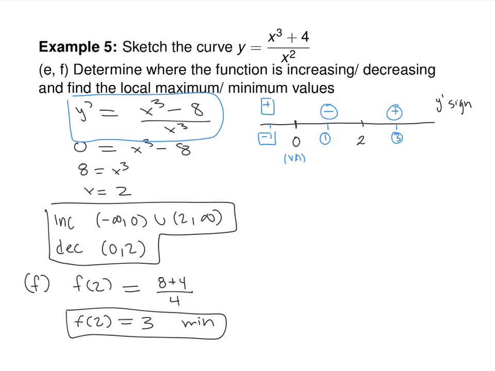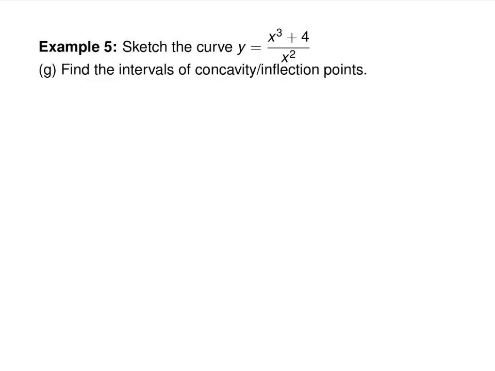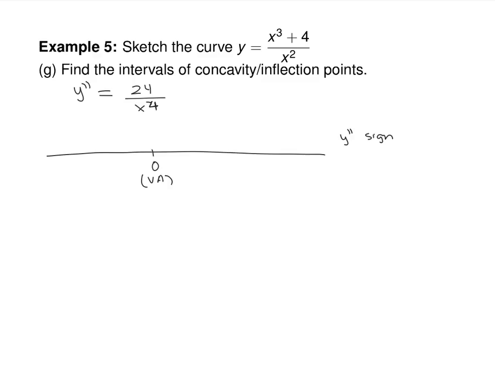Okay. Ready for concavity? Intervals, concavity, and inflection point. So the second derivative is 24 over x squared. Oh, sorry, x to the fourth. It wouldn't affect your conclusion, but it is x to the fourth. So what's the only number that goes on your number line? And that's a vertical asymptote. But what happens on both sides of it? You plug in -1, you get positive. Plug in 1, you get positive, right?